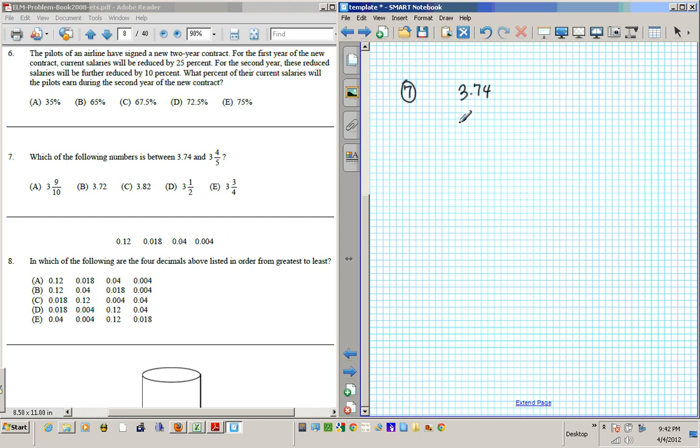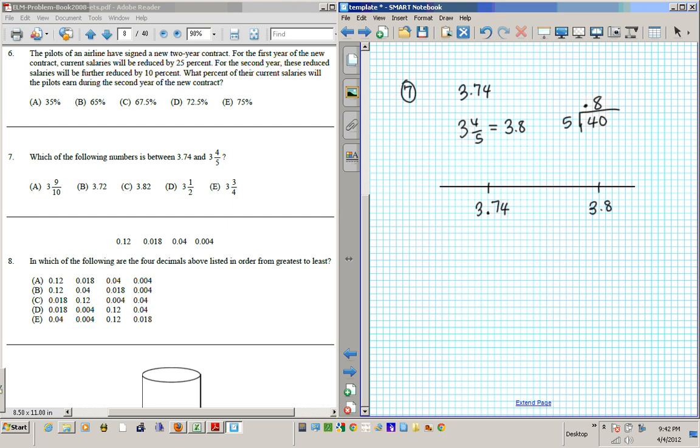How about 3/4 as a decimal? How do I change this into a decimal? I just need to divide this out, right? So what is 3 divided by 4? 3 does not go into 4, so I need to put a decimal point and add a 0. This decimal point gives me the right to add a 0. 4 goes into 30 8 times. So 3/4 is the same thing as 3.8. Okay? So let's place these numbers on the number line so we can see what numbers lie between where. Okay? So 3.74 is smaller, so put 3.74 here. And then 3.8 over here.